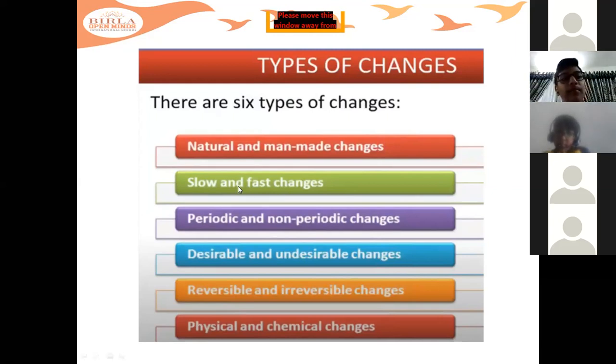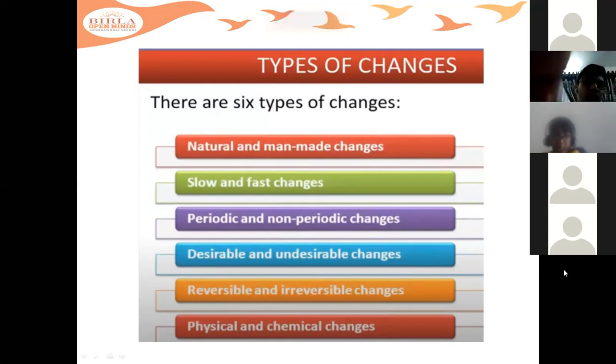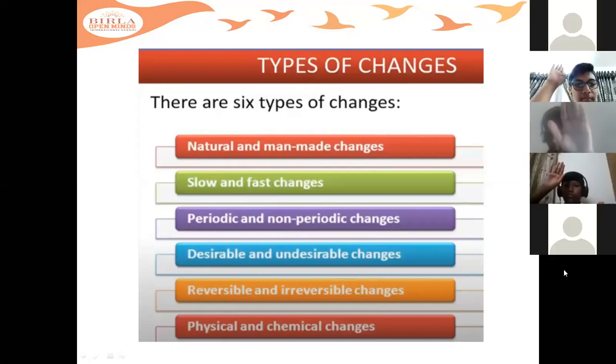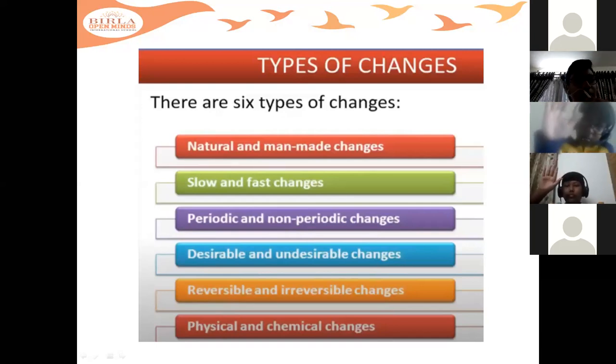And now coming to slow and fast changes. This you already learned. Now can you give me some examples of slow and fast changes? Raise your hand so that I can unmute you. What about others? I am getting the answer only from Hitansh, Ashwin, and Rudranish. Ma'am, growth of animals, humans, plants. So are these fast or slow changes? Slow changes, ma'am.